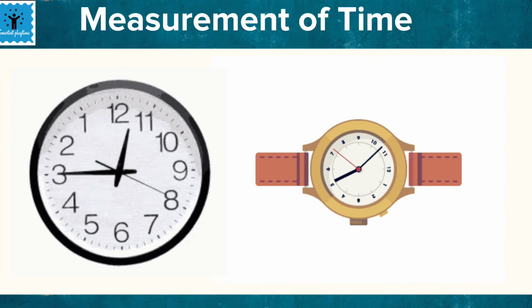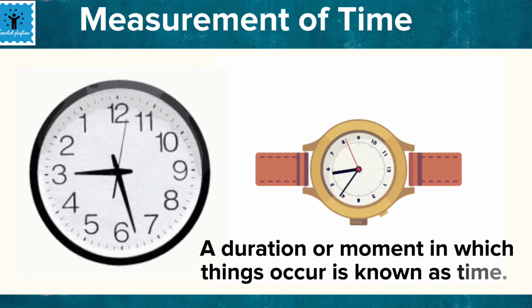We generally measure time with the help of clocks and watches. A duration in which things occur is known as time.